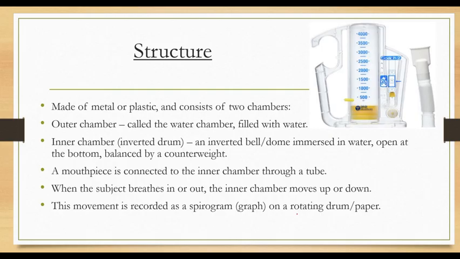Here is the structure of spirometer. It is made up of metal or plastic and consists of two chambers, outer chamber and inner chamber. Outer chamber, also called the water chamber, is filled with water. Inner chamber, the inverted drum: an inverted bell dome immersed in water, open at the bottom, balanced by a counterweight. A mouthpiece is connected to the inner chamber through a tube. When the subject breathes in or out, the inner chamber moves up or down. This movement is recorded as a spirogram graph on a rotating drum or paper.